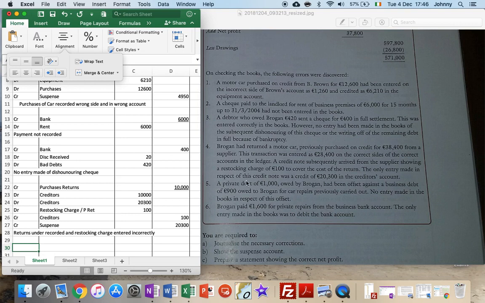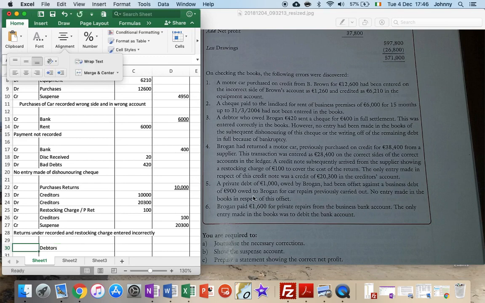Private debt. So private always makes me think it's either drawings or capital. So if the owner is putting money into the business, making the business richer, it's capital. He's taking money out as drawings. So 1,000 owed by Brogan, offset against his business debt of 900 owed to Brogan for car repairs. No entry made. Okay, so the business debt is the relevant one. So it is owed to Brogan. So that's debtors.